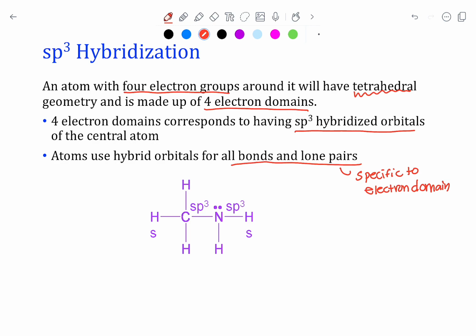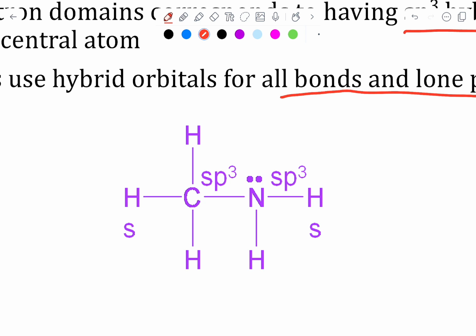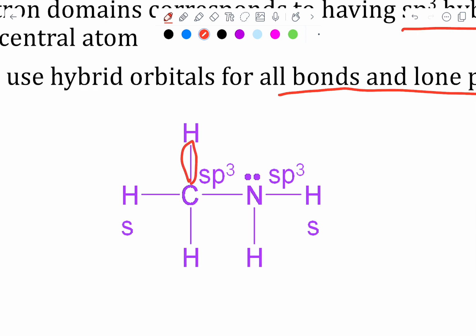So if you look at the example here, my carbon has sp3 hybridization because it has 1, 2, 3, 4 electron domains. And my nitrogen also has sp3 hybridization because it has 1, 2, 3 electron domains that are in bonds and a 4th electron domain that is in a lone pair. So both of these central atoms would be tetrahedral, and both would then have sp3 hybrid orbitals around them.